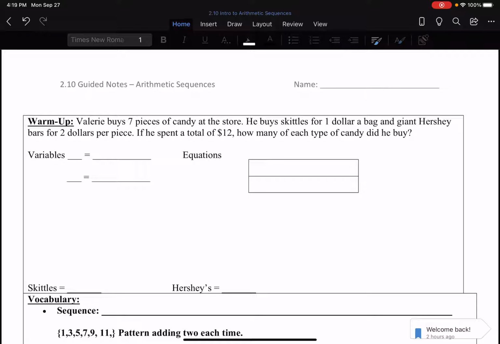So it says Valerie buys 7 pieces of candy at the store. He buys Skittles for $1 a bag and Giant Hershey bar for $2 per piece. If he spends a total of $12, how many of each type of candy did he buy?